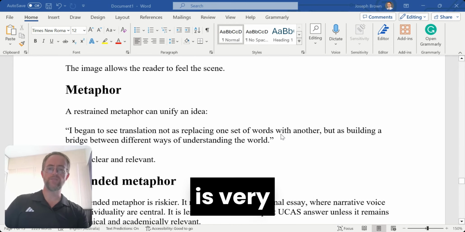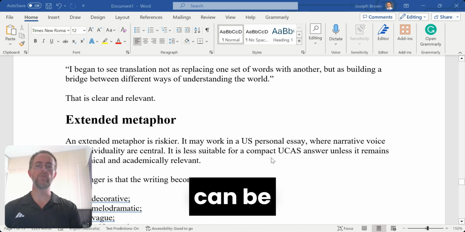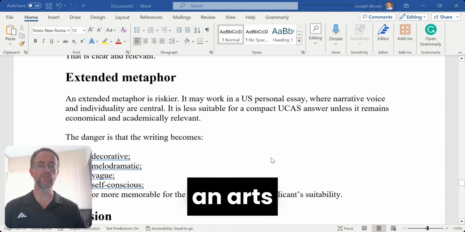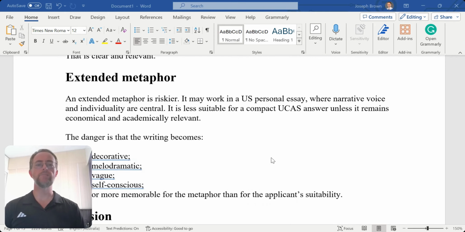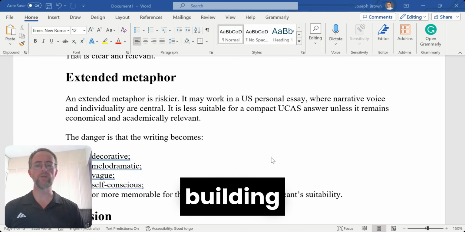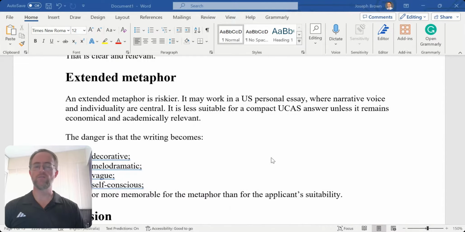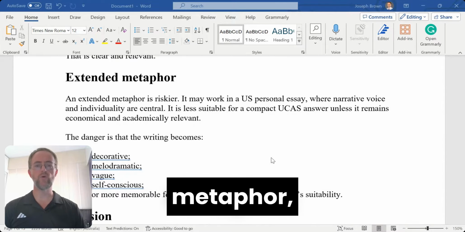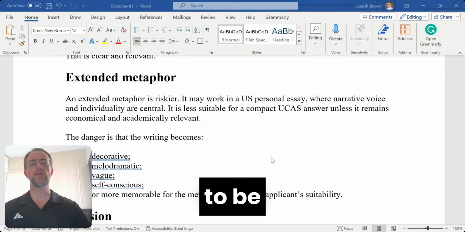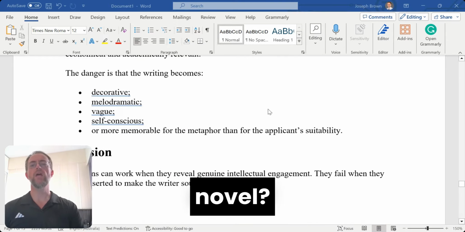A metaphor is very much the same. Again, be careful. An extended metaphor can be really powerful, and it's possibly one thing that I might do if I'm going to an arts university or to study literature. Be careful with it, but an extended metaphor, like a building bridges kind of metaphor that carries through your letter, or a light and darkness metaphor, if you want to be really inspirational, could work. But again, you've got to be careful and you've got to use it sparingly. You're not writing a novel.